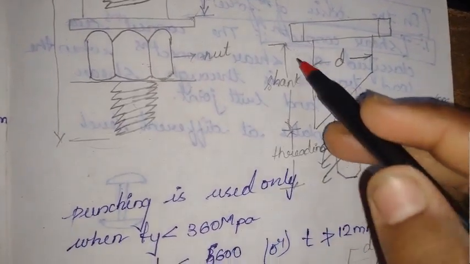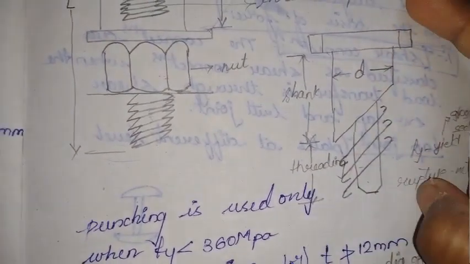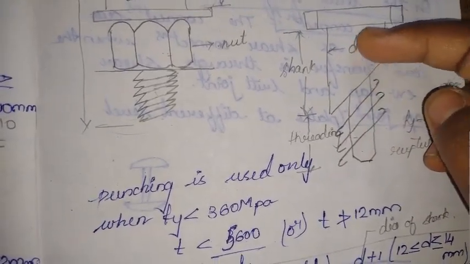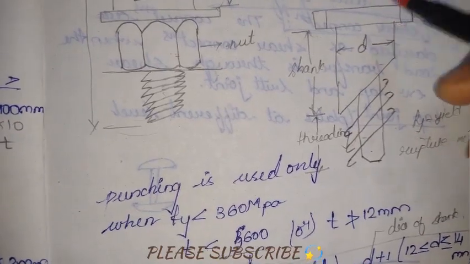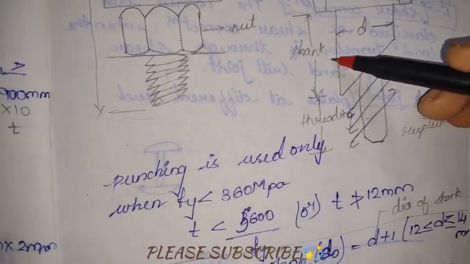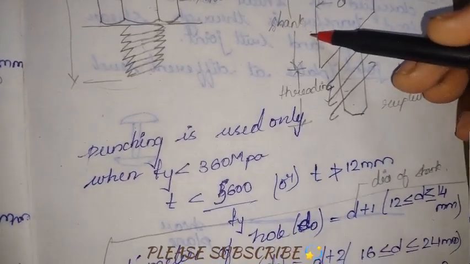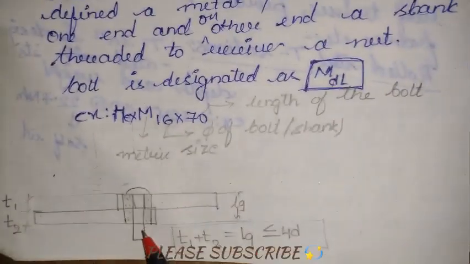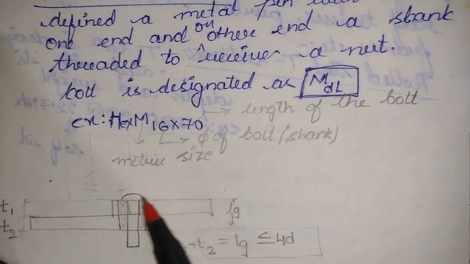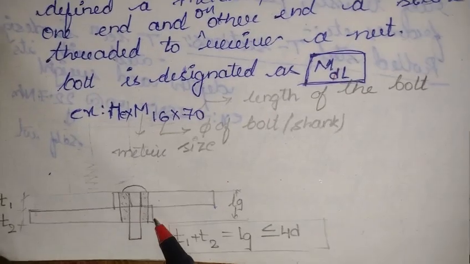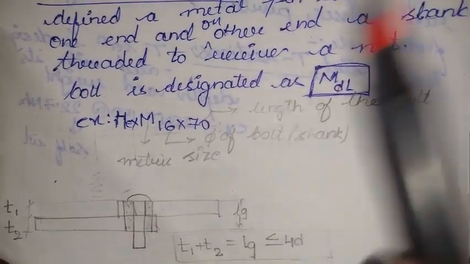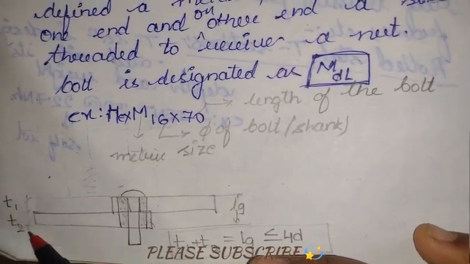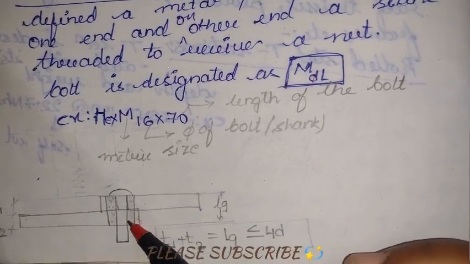This is the threading portion, this is the shank portion. Whenever we are talking about the bolt, whatever the threading portion is there, that is the threaded region, and the other region where we are not having any threaded portion, we are calling it a shank. That is the diagram. Here in this case, say this is the drawing, wherein we are using this bolted connection to join two plates. These are the two plates to which this connection has to be made. This is the thickness T1 and T2, the thickness of the plates which are to be joined.